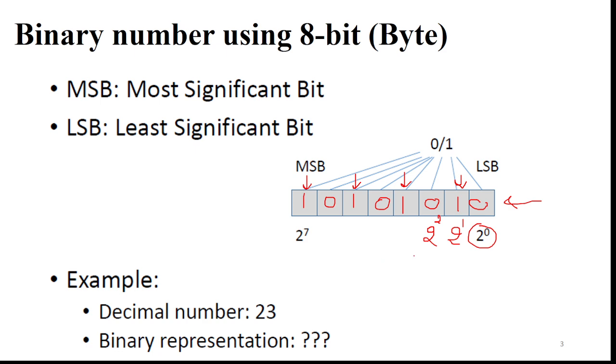So we add now 2 power 1 plus 2 power 3, 2 power 5, and finally 2 power 7. So we add 2 power 7 plus 2 power 5 plus 2 power 3 plus 2 power 1. We get the answer in decimal.